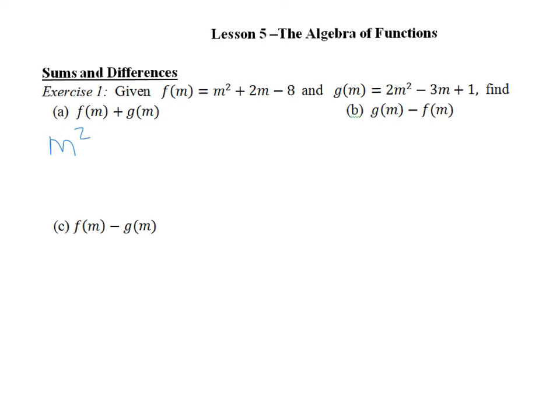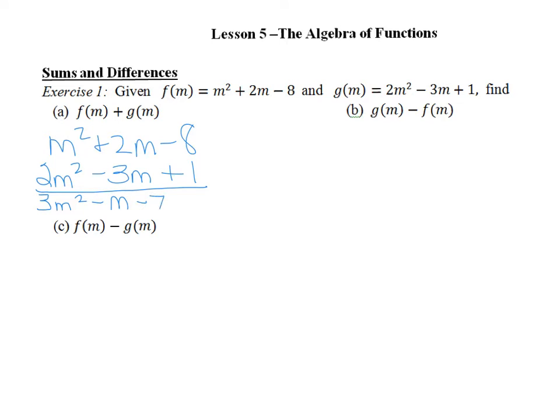So if we've got m squared plus 2m minus 8, and we want to add on 2m squared minus 3m plus 1, we can line them up one right underneath the other so that we can add together like terms. The first sum is going to give us 3m squared. When I add together positive 2m and negative 3m, that's a negative m. Negative 8 plus 1 is giving me a negative 7. So the sum of the two functions is 3m squared minus m minus 7.